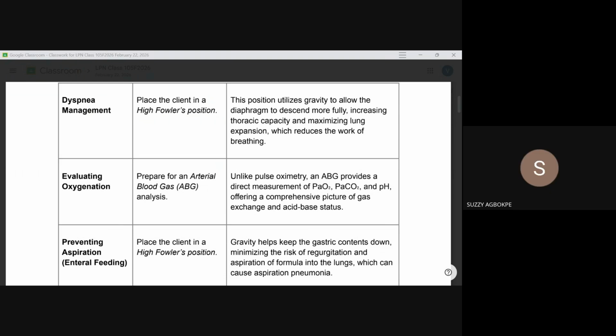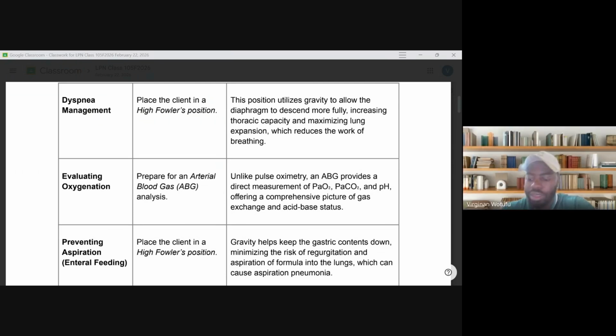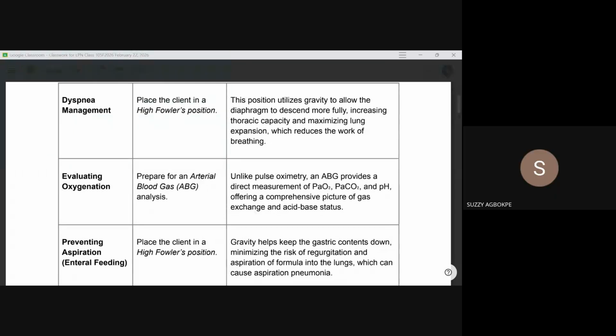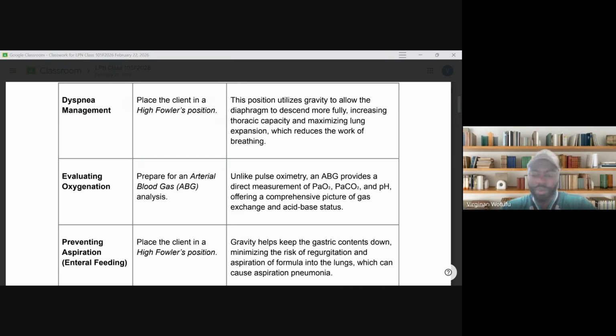So, how is that assessment done? In assessing the gag reflex, you use a tongue depressor, and then you touch the tonsillar muscle. If the patient gags, it shows that the reflex is back. Okay. Any question again? Another question?